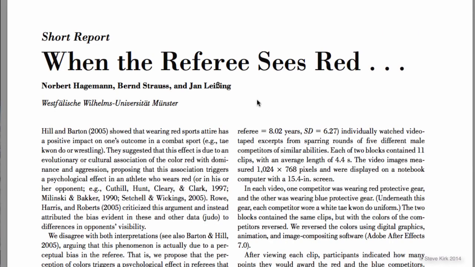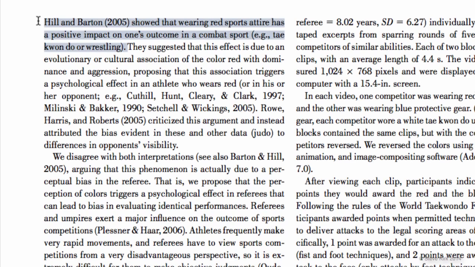Okay. Next, let's look at this paper about referees being the reason that athletes who wear red win more. Now, in this case, the introduction starts directly with background information about the research, about previous research. So it doesn't have anything to get the reader's attention like the Apple paper did. And this whole first paragraph is reviewing what we already know about wearing red sports attire has a positive impact, and what are the reasons that other people have suggested that this happens.